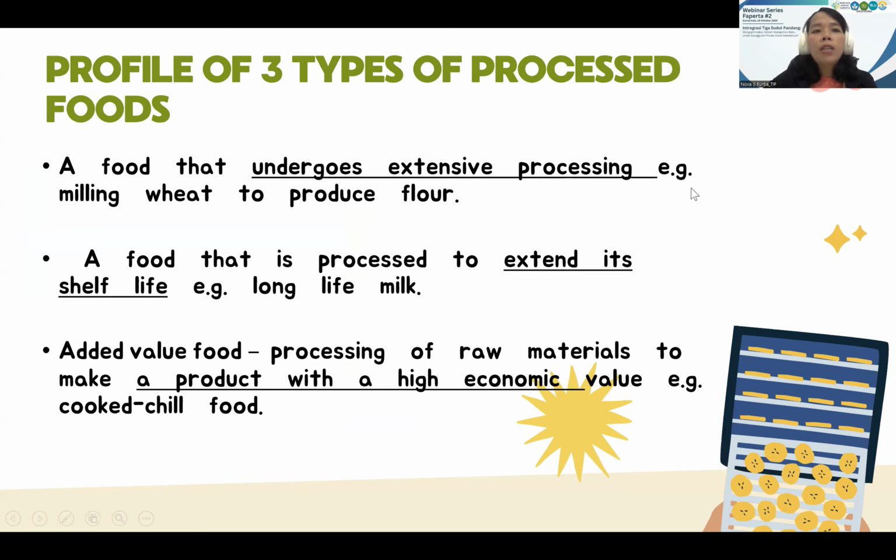The profile of three types of processed food. A food that undergoes extensive processing to extend its shelf life. And the last one, a product with a high economic value. These are the three profiles of processed food.